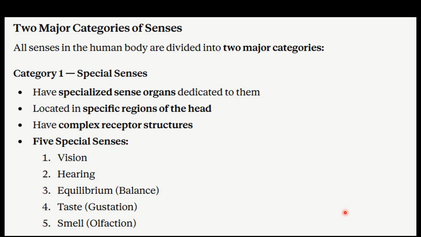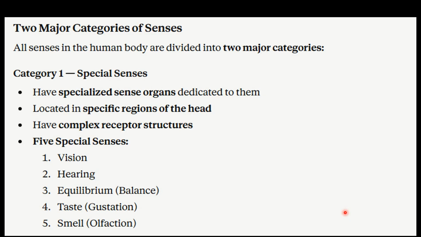Now we have a few categories. Let me quickly walk you through these categories. All senses in the human body are divided into two major categories. One is special senses. They have specialized sense organs dedicated to them, located in specific regions of the head. They have a complex receptor structure.